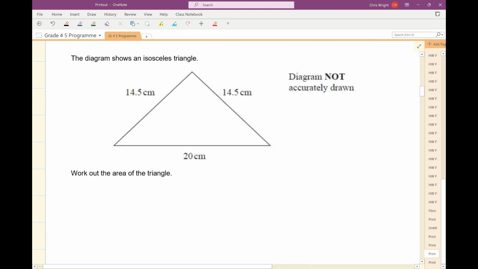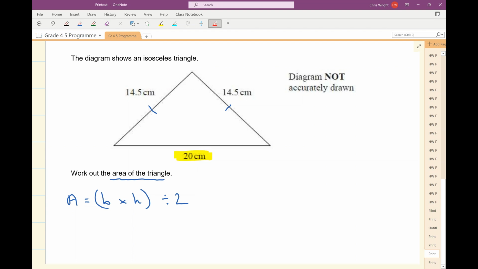Right, question 2. The diagram shows an isosceles triangle. Work out the area of the triangle. Well, here you are. Look, it's isosceles. Those two are the same. Now, the formula for the area of a triangle is the base times the height divided by 2. Now, I know the base is 20. Now, do I know the height? I don't know the height. This is the height. I'll call the height x. I'm not going to call it h because that might stand for hypotenuse. And that's my right angle.